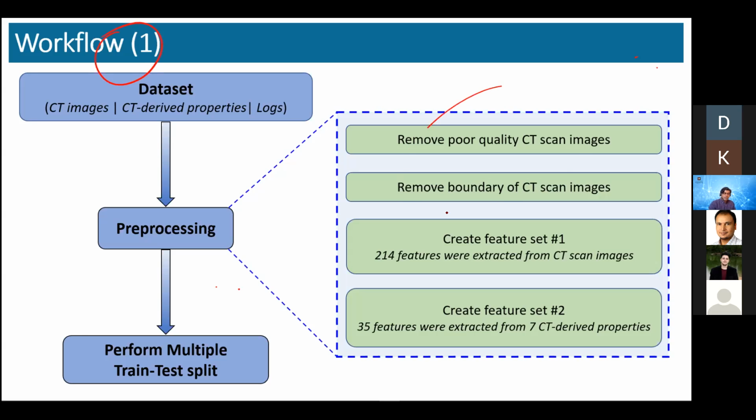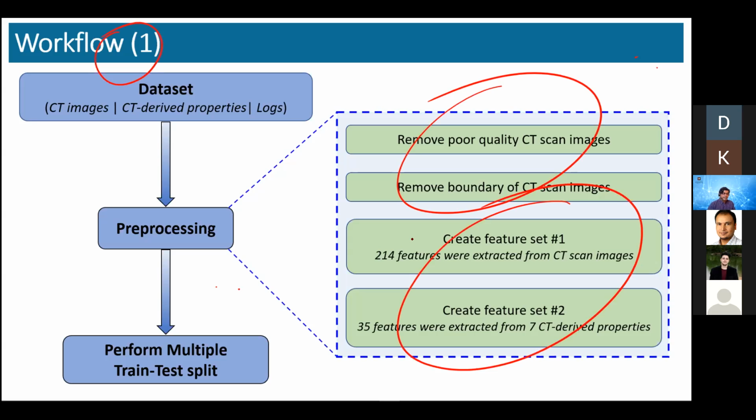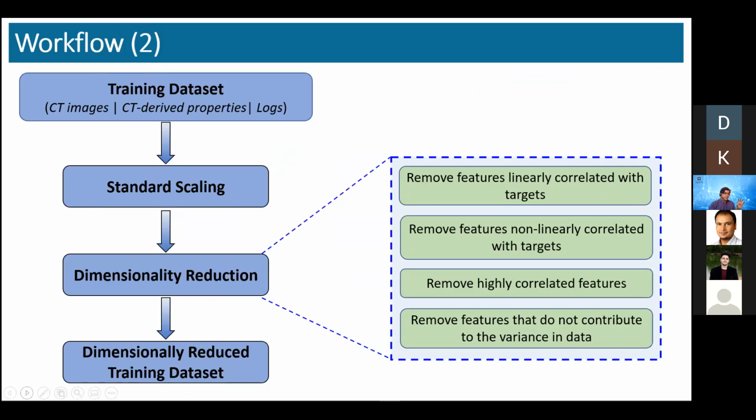Workflow step 1: remove poor quality data and perform feature extraction. This is part of pre-processing. After you pre-process, we perform multiple train test splits. Generally, what we perform is a single train test split. In this case, I'll be performing multiple train test splits. Why? Because I have limited data in this demonstration. So for this demonstration, because I have limited data, I'll have to perform multiple train test splits. I'll show you what I mean by that.